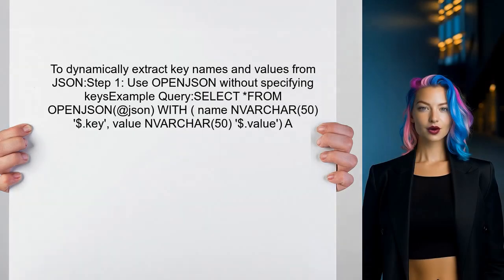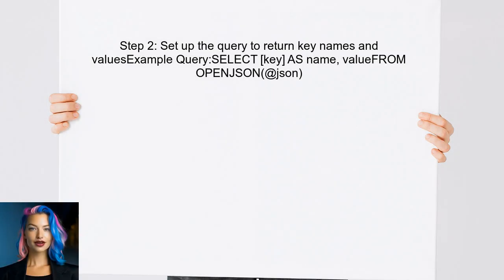To dynamically extract the key names and values from JSON in SQL Server, the user can use the OpenJSON function without specifying each key. This allows for flexible handling of varying JSON structures. Next, the user should set up the query to return the key names and their corresponding values. This can be achieved by selecting the results from the OpenJSON function directly.